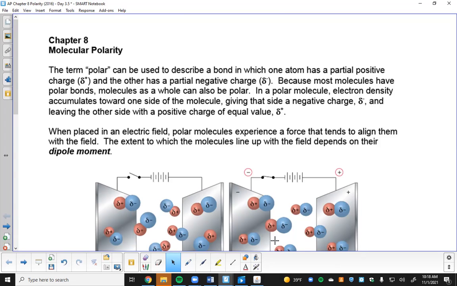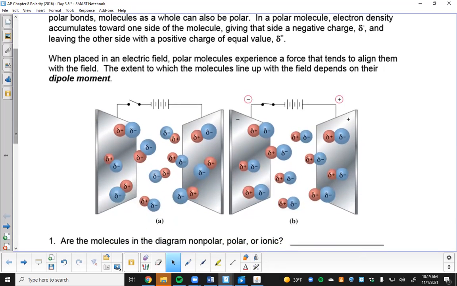The term polar can be used to describe a bond in which one atom has a partial positive charge and the other has a partial negative charge. Because most molecules have polar bonds, molecules as a whole can also be polar. So the bonds can be polar, the molecule can be polar. In a polar molecule, electron density accumulates towards one side of the molecule, giving that side a negative charge, leaving the other side with a partial positive charge of equal magnitude.